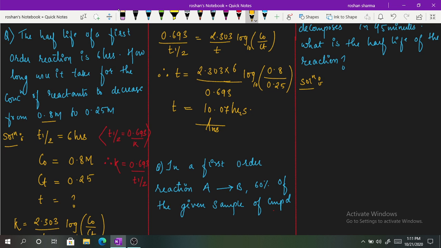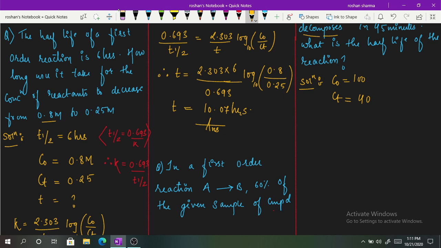So in this case, what will be the initial concentration of the reactant? Can I say 100? So what will be the amount left? If 60% has reacted, meaning amount left will be 40%. And how much time is it taking, students, for this particular thing to undergo decomposition? The time period in which this takes place is 45 minutes. Right, and they're asking you to calculate the half life of the reaction. Half life asked means T half is asked.